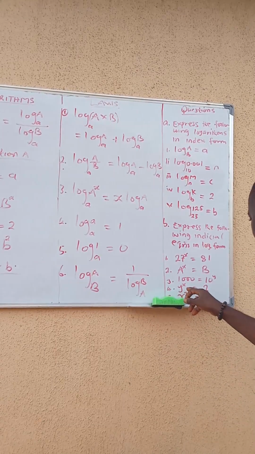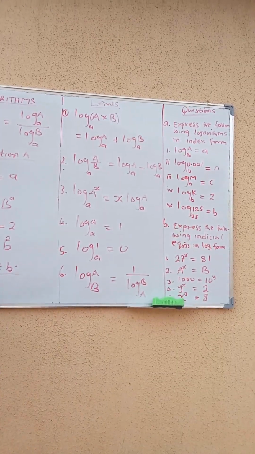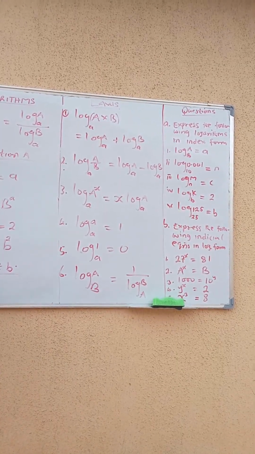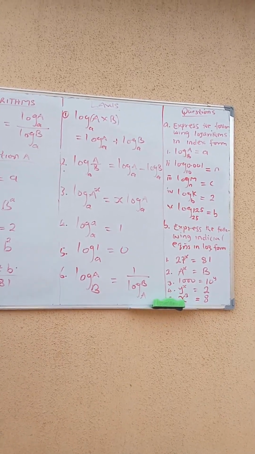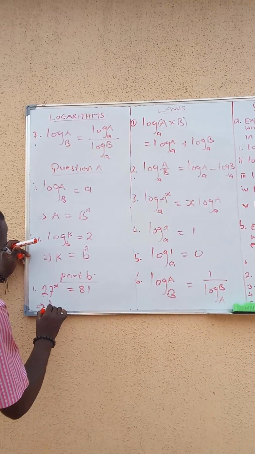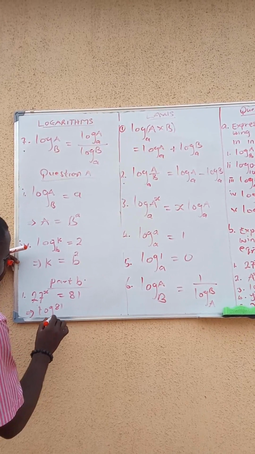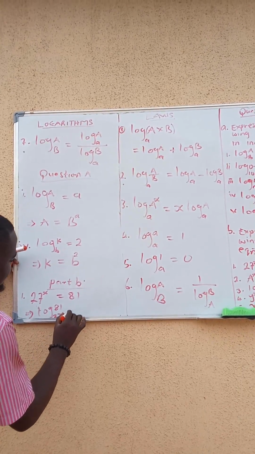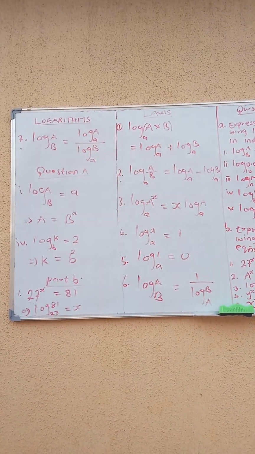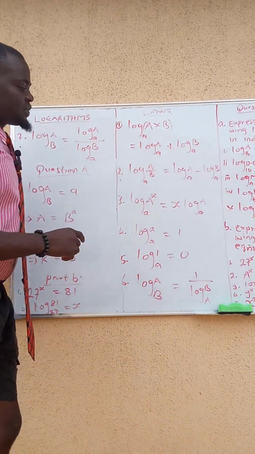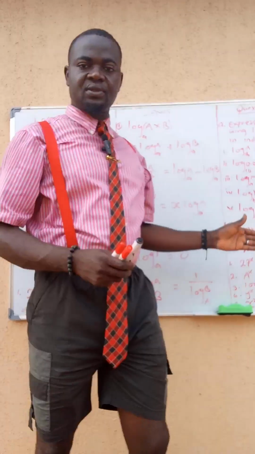So let me take number 1: 27 raised to the power of x is equal to 81. It implies that the log will now be log 81 to base 27 is equal to x. Very simple.